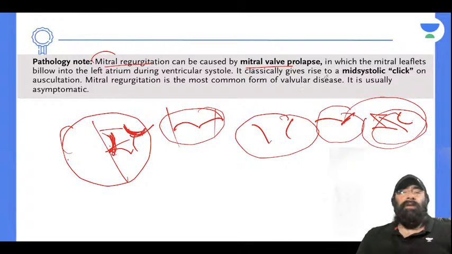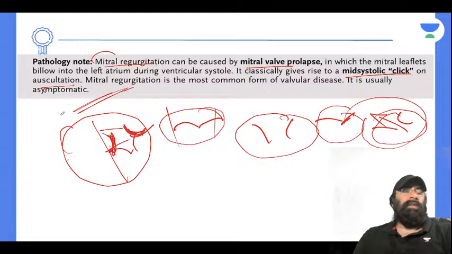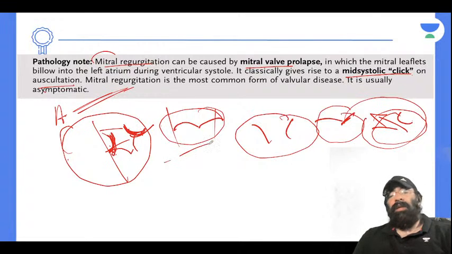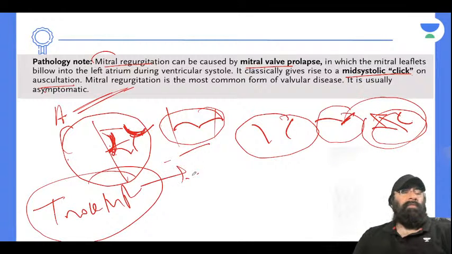What happens here is the mitral leaflet goes back and classically gives a mid systolic click on auscultation. Mid systolic click can be there, and mitral regurgitation is the most common form of valvular problem, and very usually it is asymptomatic. If you see very clearly, a trace amount of mitral regurgitation will be seen in almost everybody, 90% of the people, even young patients, even young children. If you actually look for it, trace amounts of leakage will happen, right?